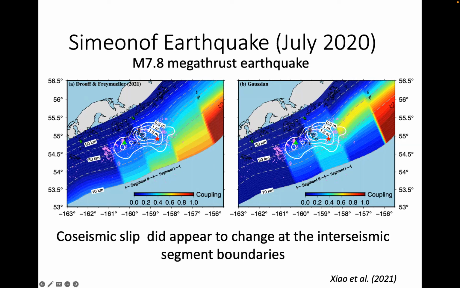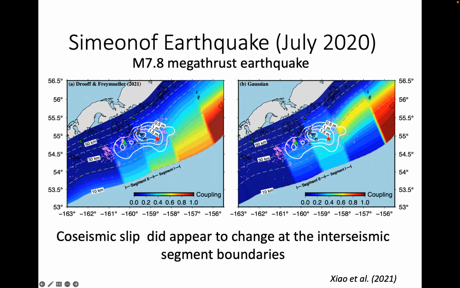The two different backgrounds are two different interseismic models that use the same data, but different assumptions about how you regularize the problem. I don't have time to go into all of the details, but basically the same segment boundaries are present, but they look rather different because there's a lack of resolution offshore. The model on the left assumes that the slip deficit is maximum at the trench and decreases down dip, whereas the one on the right assumes that there's sort of a Gaussian shape to the slip deficit distribution.